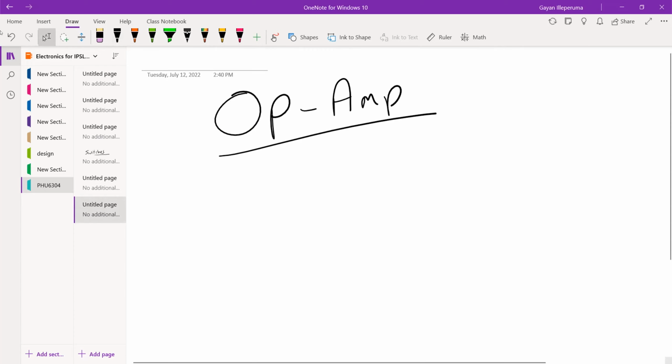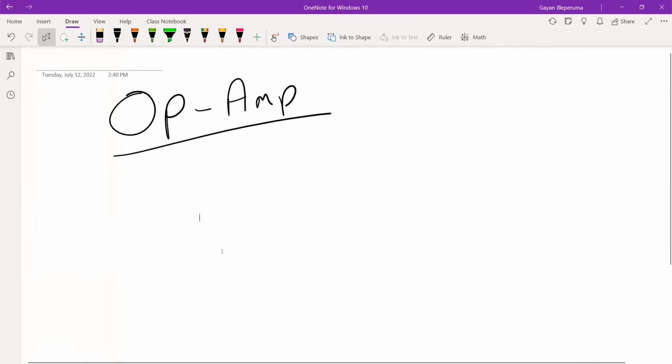Can you remember the op-amps? Yes. Okay. So what are the mathematical operations that can be implemented using an op-amp? What are the mathematical operations that can be done using an op-amp? Addition. Okay, Harini says addition. What else?